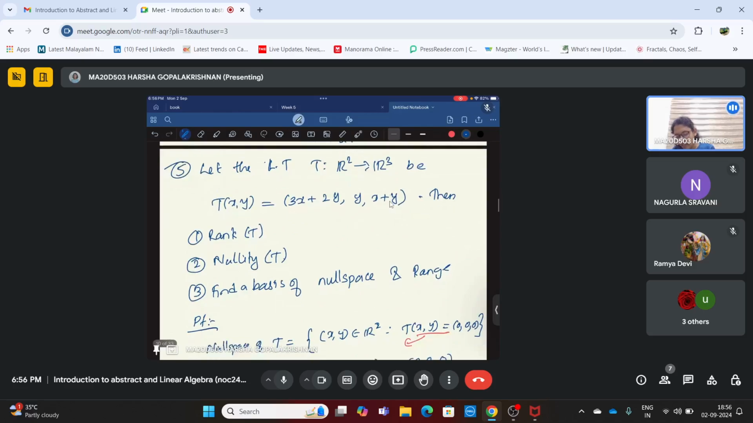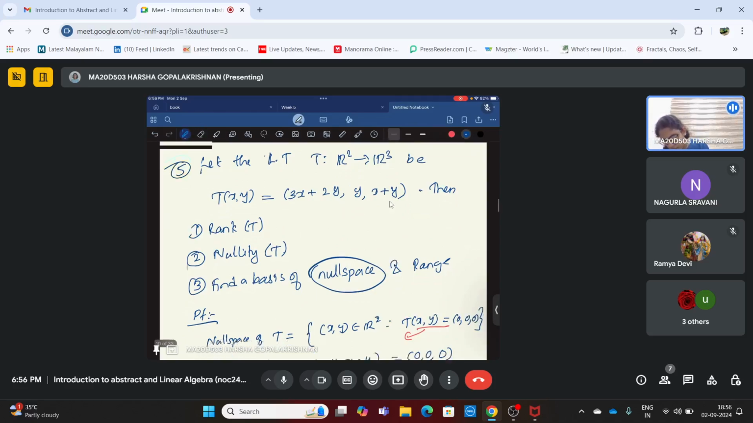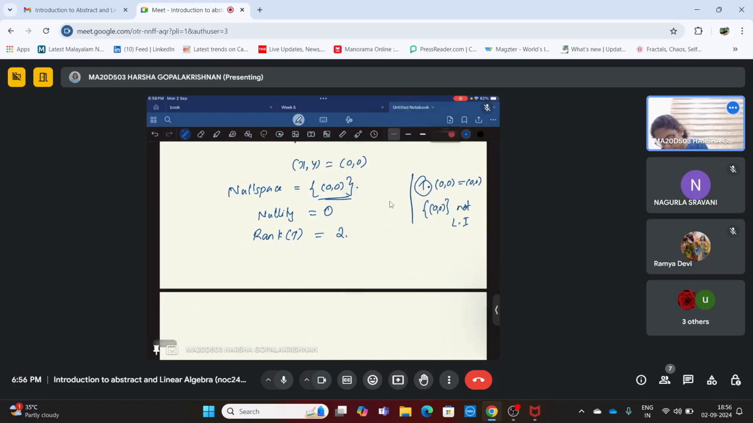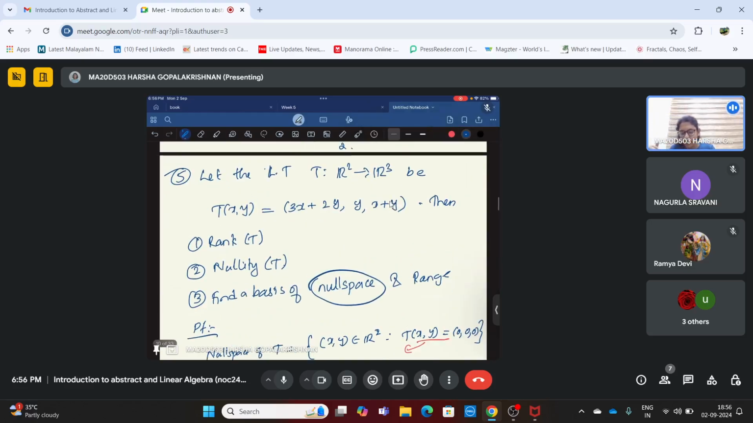Now find a basis for the null space and range. Leave the null space aside, because we will not be able to find a basis for it now. Now we can find a basis for the range. Now we will see how we can find a basis for the range. First of all, what is a range element? By definition, what are the elements in the range? They are of the form (3x plus 2y, y, x plus y), right?